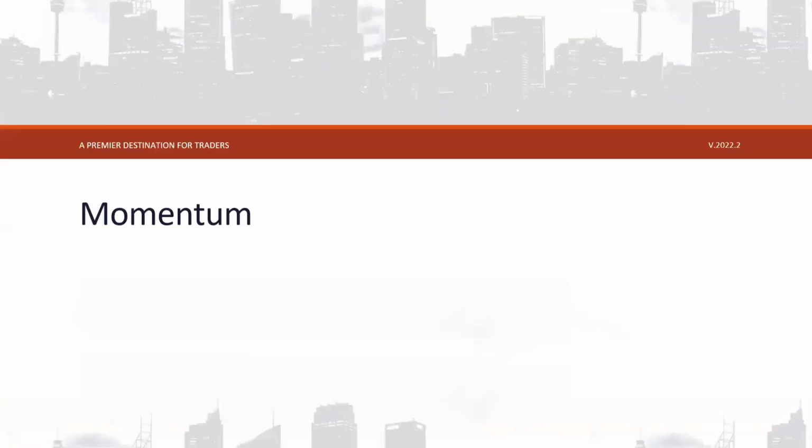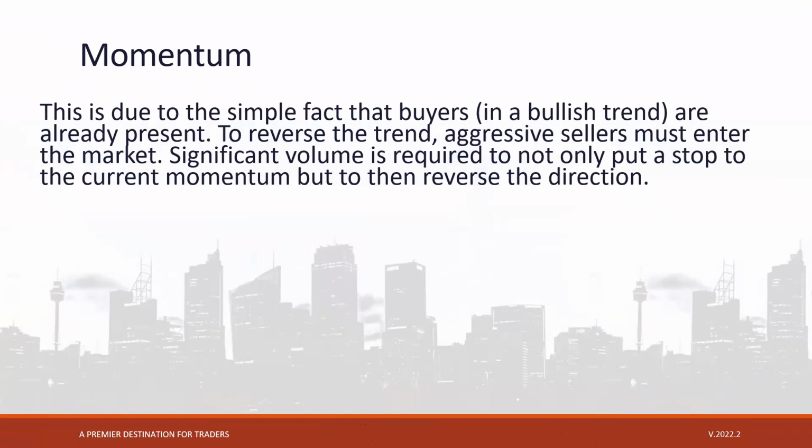Why? Because of something called momentum, right? Now, due to this simple fact of momentum, if buyers are in control and the market is trending bullish, there's a higher probability that price would continue to trend further bullish. Because in order for price to change direction and start going bearish, it requires a significant amount of effort, in this case a significant amount of volume. Because a bullish market means there are already buyers. A lot of people are already in the market.